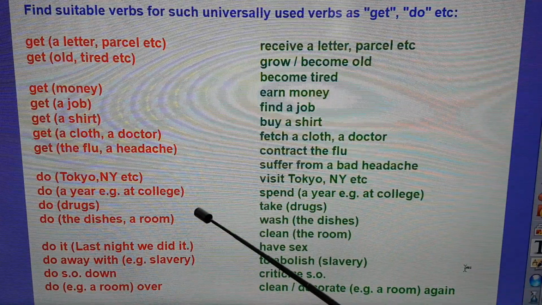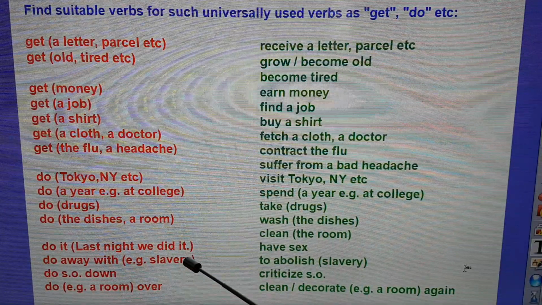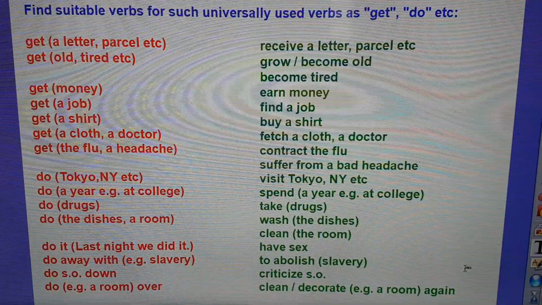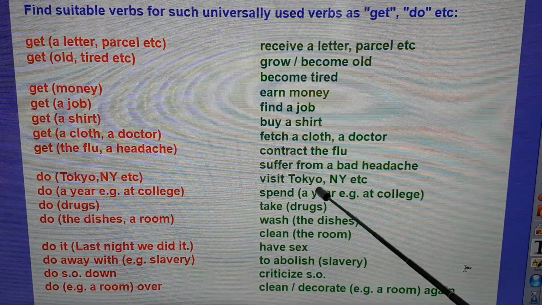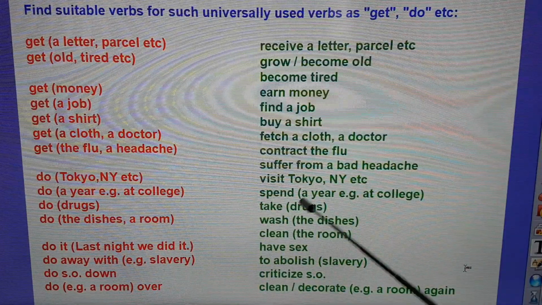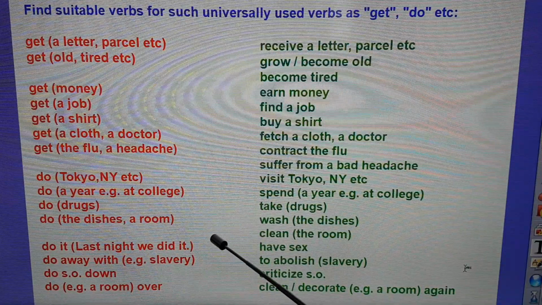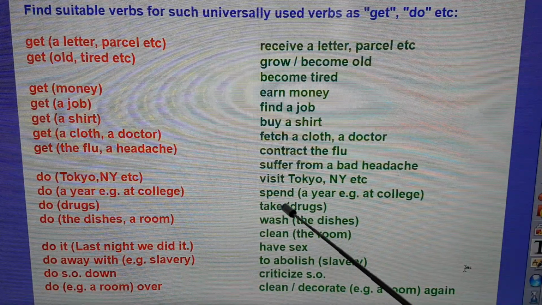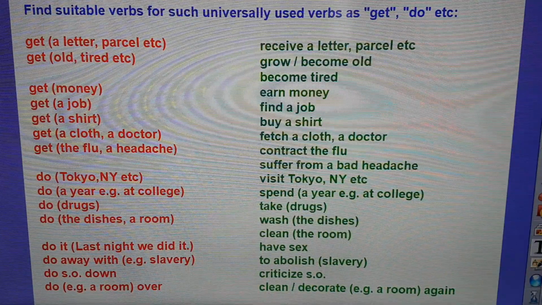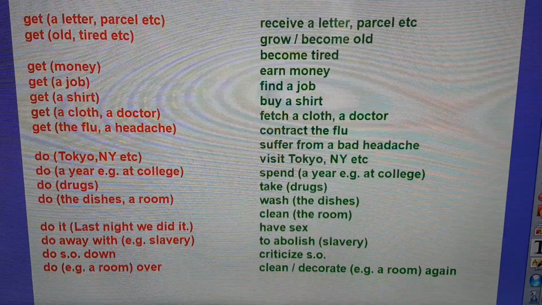To do Tokyo and New York. Well, yes, you hear people say that, but this is not very good style. Visit Tokyo, visit New York. Sounds great, doesn't it? Or to do a year, for example, at college. Well, you may as well spend a year at college. Do drugs. Not much better than to be into drugs.